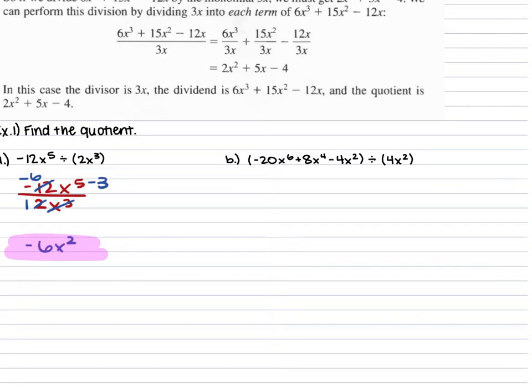For example B, we have negative 20x to the 6th power plus 8x to the 4th power minus 4x squared divided by 4x squared. Now you could do this one of two ways. You could start by putting it into a fraction, or you can factor each part, then put it into a fraction. It's totally up to you. If I'm doing it, I would want to factor first before I put it into a fraction, just because I feel that's easier for myself.